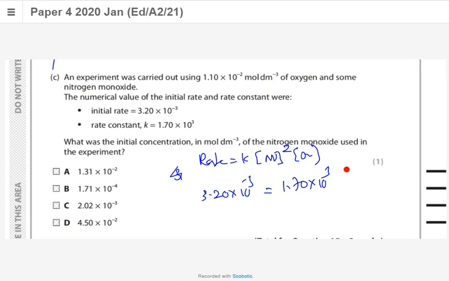Oxygen, we take this nitrogen monoxide as x, squared. Oxygen is 1.10. Can you solve this and get me the answer, please? Find the x value, that's all. Who got the answer? Answer, please.